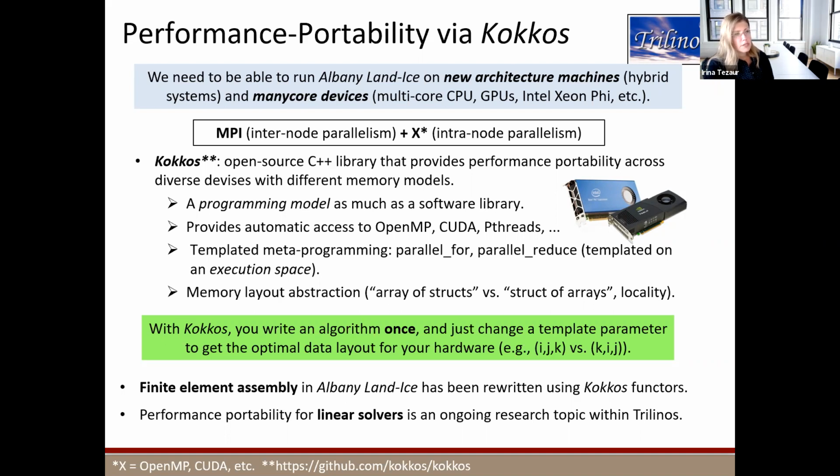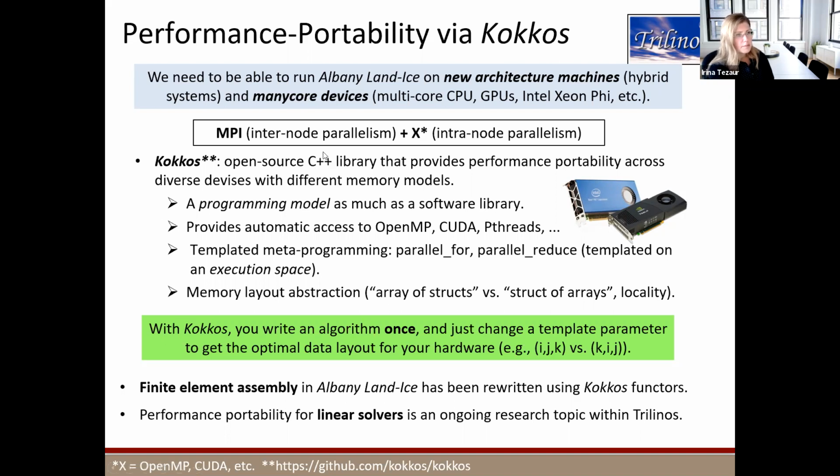The model we're using to achieve this performance portability is what's called the MPI plus X programming model. You basically have two levels of parallelism: MPI for internode parallelism, and the plus X for intranode parallelism. Within each MPI process, you launch many threads to speed up your calculation beyond what you would have with just MPI alone. We're primarily relying on a library called Kokkos to achieve this performance portability.